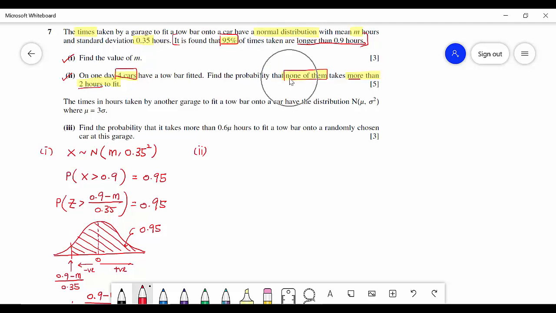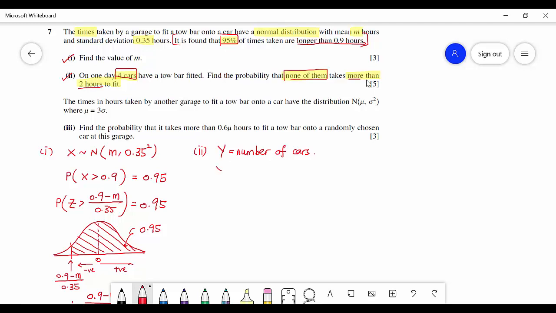Then this is the number of x, none of them. So that means x equals 0, or y equals 0. And then more than 2 hours to fit is the probability that you need to put for a single event to happen. So you need to put it inside the symbol for binomial distribution. Maybe now I can write out y. I don't want to use x anymore because just now I already used x. So y, maybe I can write as the number of cars that take more than 2 hours to fit.